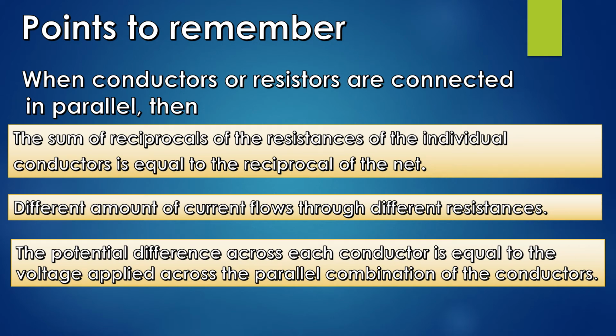The total current flowing in such a circuit is the sum of the currents flowing through different resistances. The potential difference across each conductor is equal to the voltage applied across the parallel combination of the conductors.